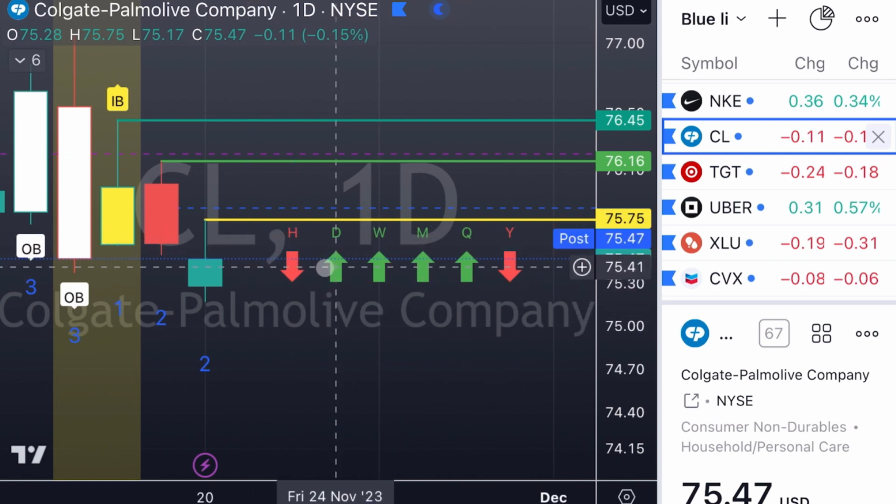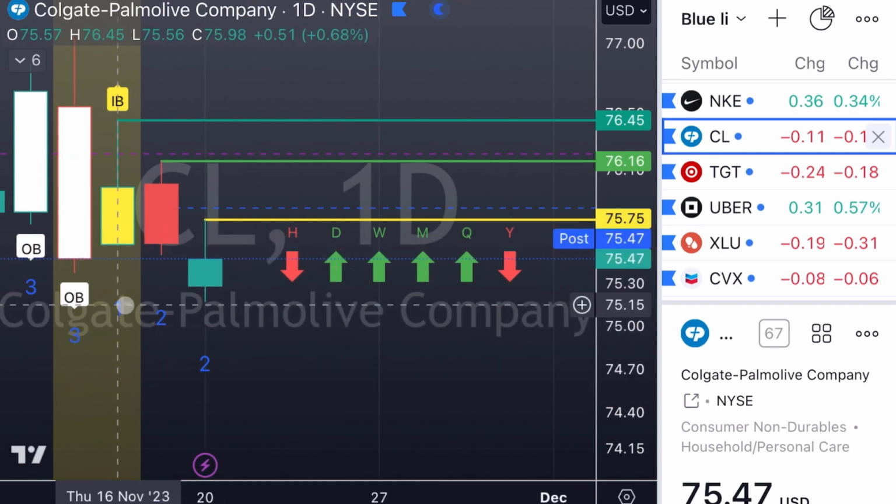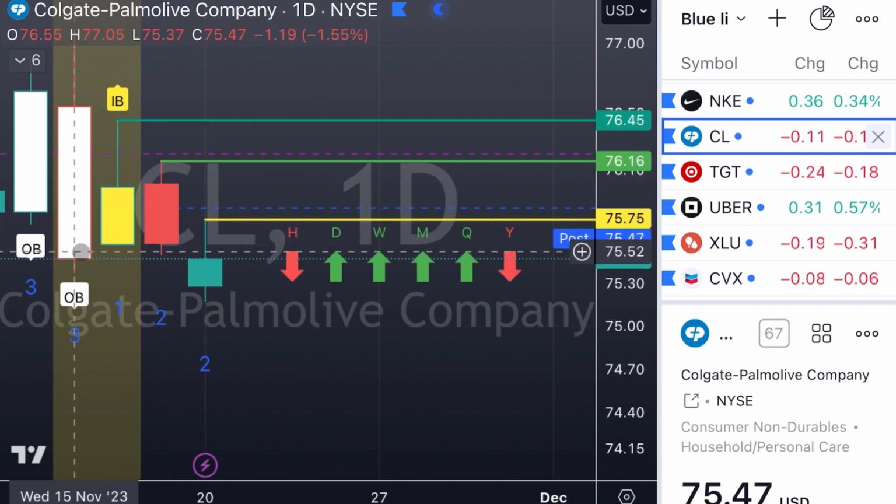This indicator right here, along with these candlestick numbers, the 1s, the 2s, the 3s, the yellow inside bars, the white outside bars, that's all part of my indicator.